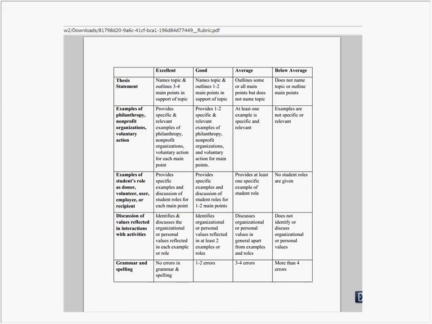Many of the rubrics look like a matrix, and many of these are adaptations or actual borrowings from AAC&U's VALUE rubrics, which are now everywhere, and it's made a huge difference. Next slide.